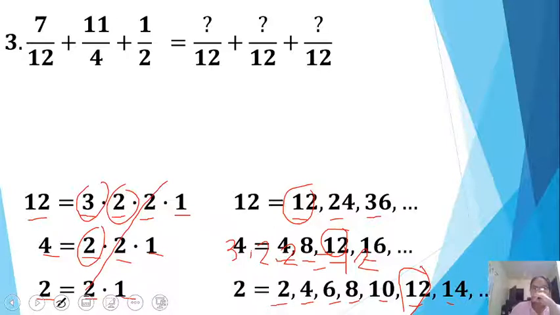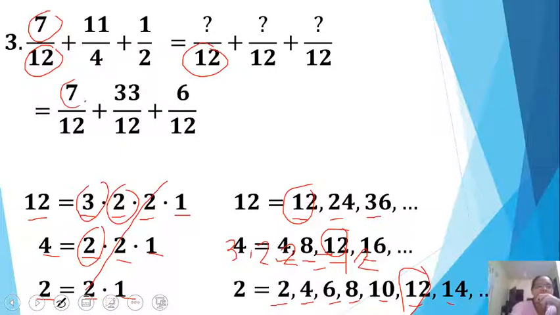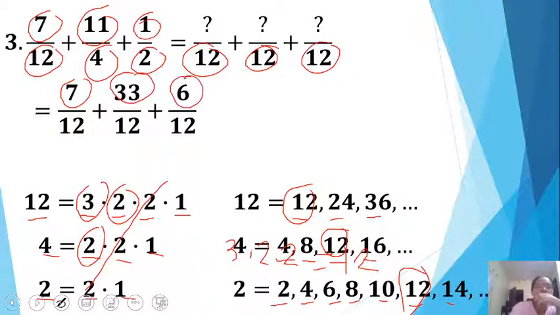So the new denominator is 12. And how do we get the new numerators for each fraction? We simply divide 12 by 12, that's 1, times 7, that will give us 7 in here. 12 divided by 4, that's 3, times 11, that's 33. 12 divided by 2, that's 6, times 1, that's why it's 6 in there. Then 7 plus 33 plus 6 will give us 46 over 12.